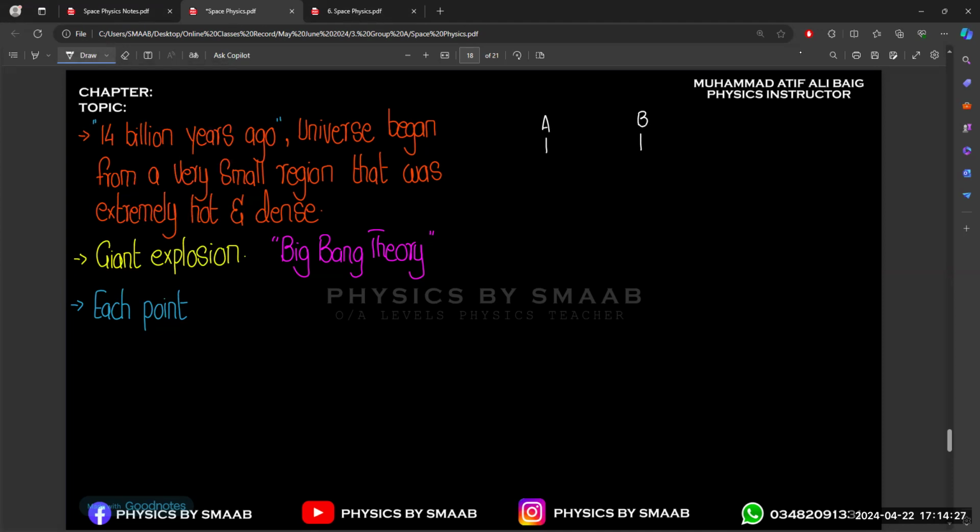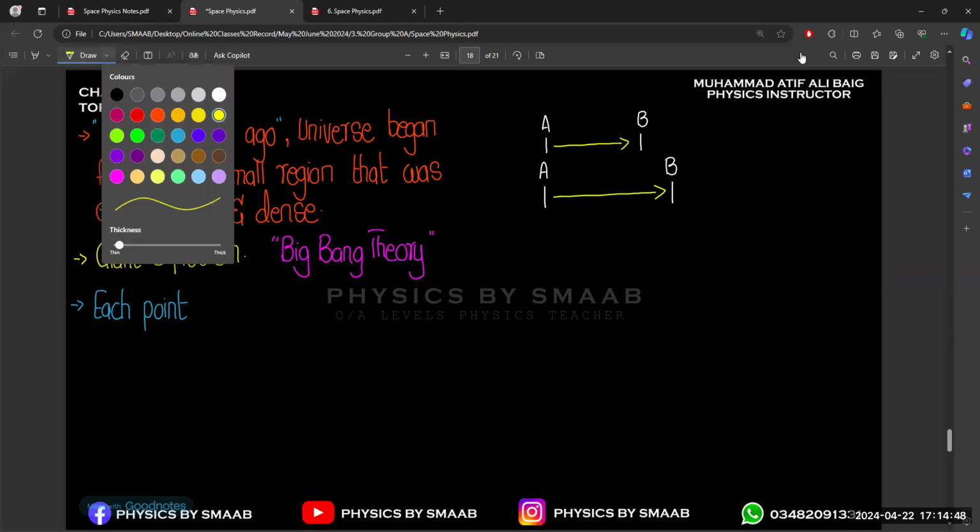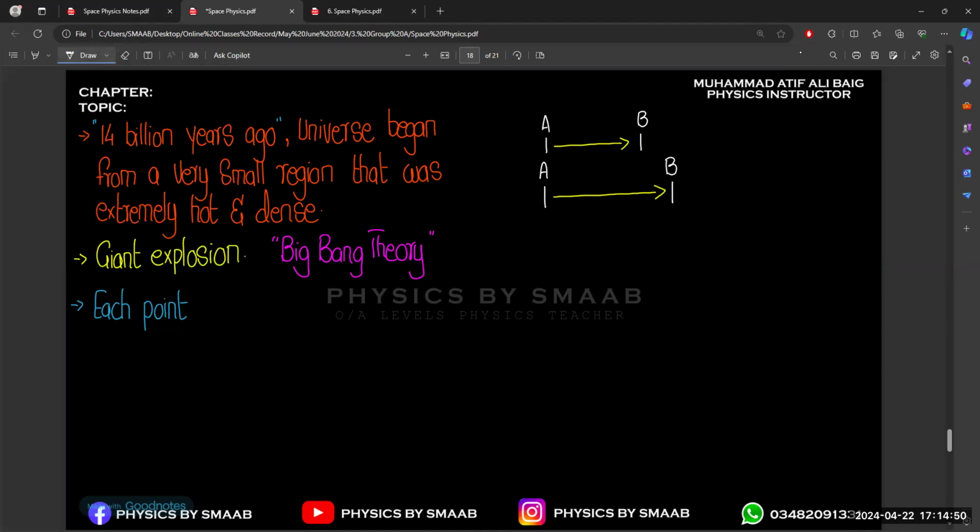And let's suppose B is moving away from A. So definitely after some time, you observe that the distance between A and B is increasing. And definitely light will take more time to travel this distance as compared to the earlier one. And then you observe on another day, and this point B is now even more away from A.